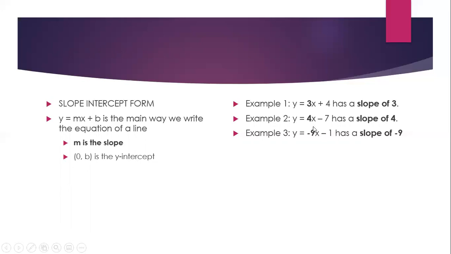If I have y equals 4x minus 7, which is in slope-intercept form, the slope is 4. If I have y equals negative 9x minus 1, the slope is negative 9, because it's the number next to the x. All right, that's how you figure out what the slope is if you have it in this form. And b is the y-intercept.